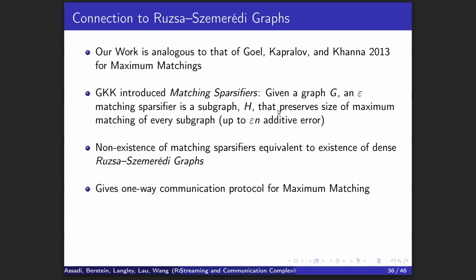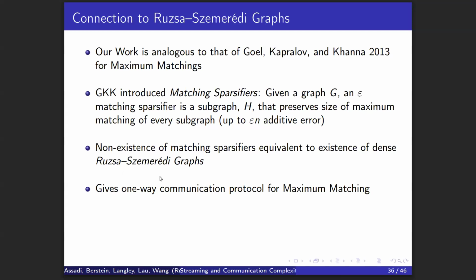And the idea is that they define something called a matching sparsifier, which is just a subgraph which preserves the size of the maximum matching between any two sets of vertices. And they show that the non-existence of these matching sparsifiers is equivalent to the existence of so-called dense Ruzsa-Szemerédi graphs, which I'll show you the definition in a bit, but these are very important objects in extremal combinatorics and streaming, and have applications in all sorts of different things.